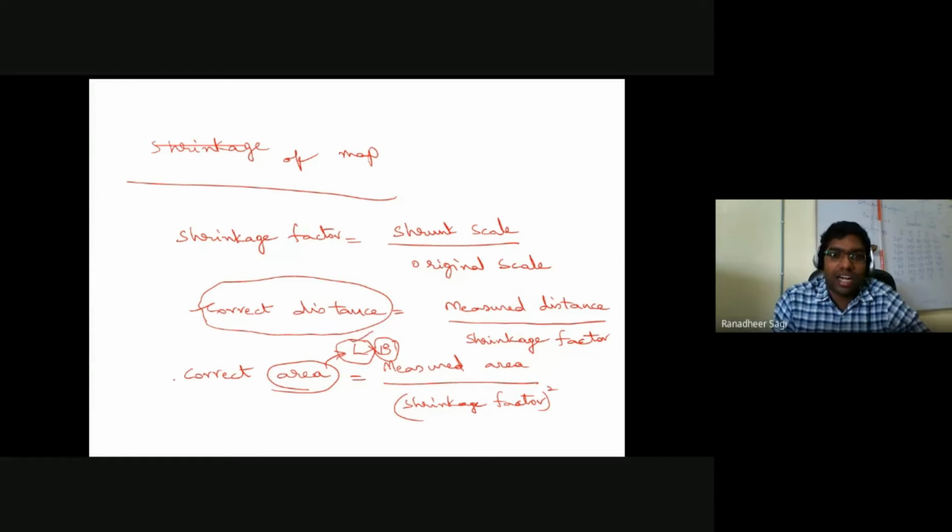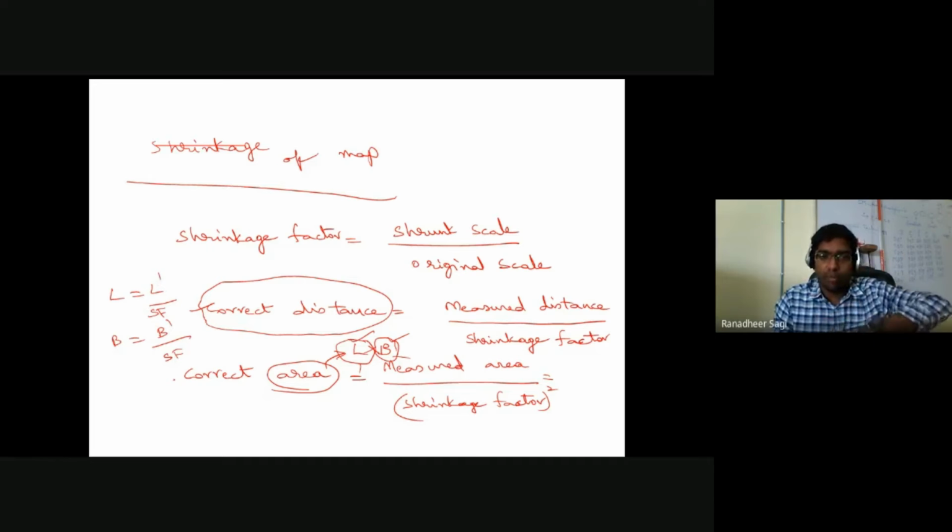So it's the correct length dimension, and it's the correct width dimension. The correct length dimension has the shrinkage factor in the denominator, and the correct width dimension has the shrinkage factor in the denominator as well. So automatically, let's say your correct length is equal to L dash by shrinkage factor, and the correct width is B dash by shrinkage factor. What is L dash? L dash is your measured length or measured distance from your map because of the shrinkage, and B dash is nothing but the measured width because of the shrinkage in your map.